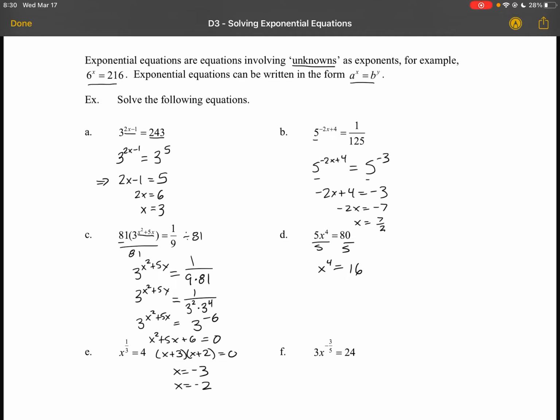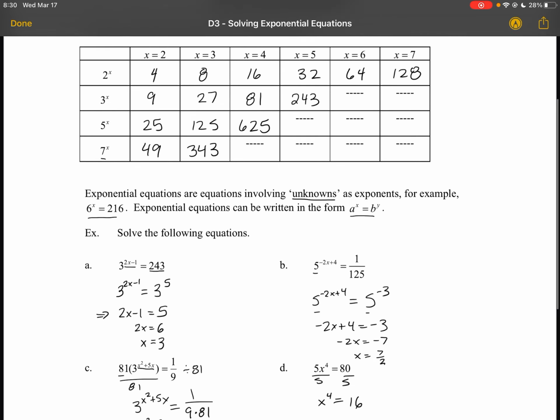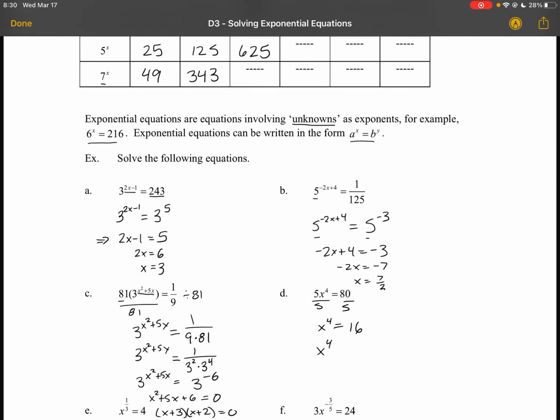However, if I don't have access to a calculator, I would want to express my right-hand side in terms of a base that is raised to the 4. If I look up at my chart here, I can see that 16 is one of the powers that I should be familiar with. And I can rewrite 16 as 2 to the 4. Now this is almost the opposite of the first three that I did. My exponents are equal. That means that my bases have to be the same. Therefore, x equals 2. This is a question that should be doable without a calculator.